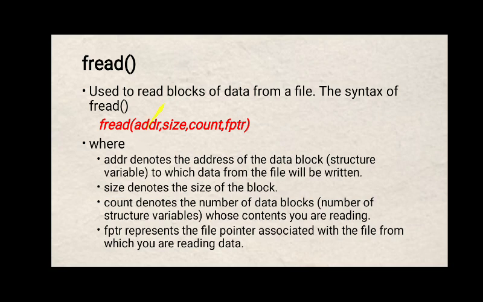In fread, first you have to specify the address of the structure variable. You have to specify the size of that structure variable, then how many data blocks you want to read, and then specify the file pointer. So ADR denotes the address of the data block, which is usually a structure variable. Then size denotes the size of the block, and then count denotes the number of data blocks. That is, you're going to read one set of data or two sets of data or whatever it is, that specifies the count. And fptr is a file pointer to the file. So fread is to read an entire block of data into the structure variable.